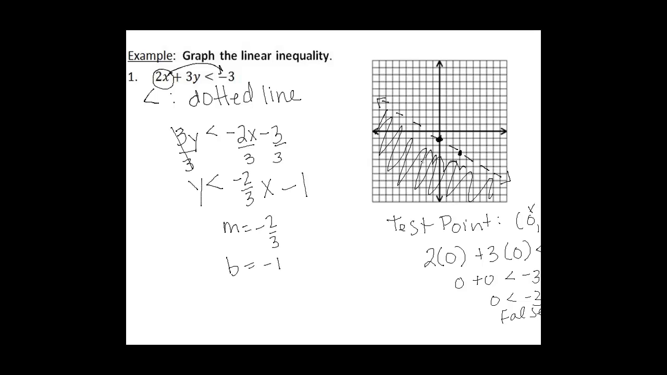Everything below the line where my test point is not included. The other thing I want you to notice is that this is a less than sign. So the shading should be less than the border line. And hopefully you see that this shading is in fact below the border line.